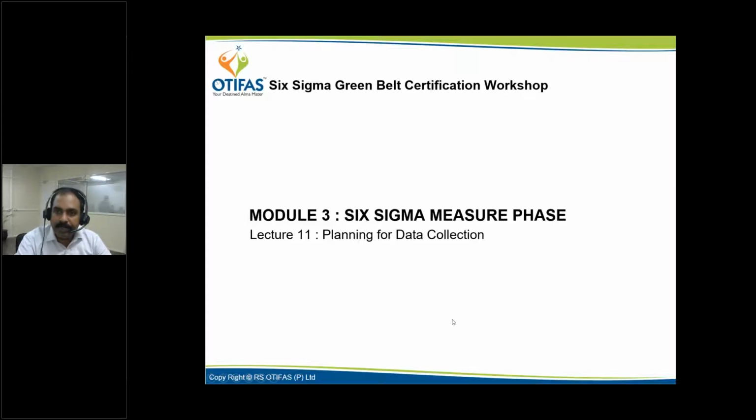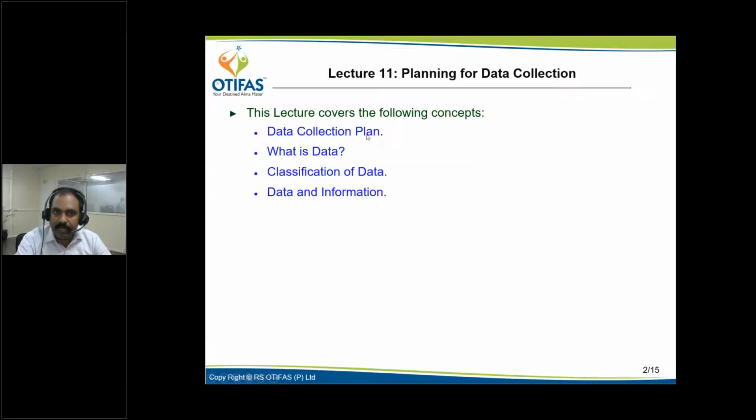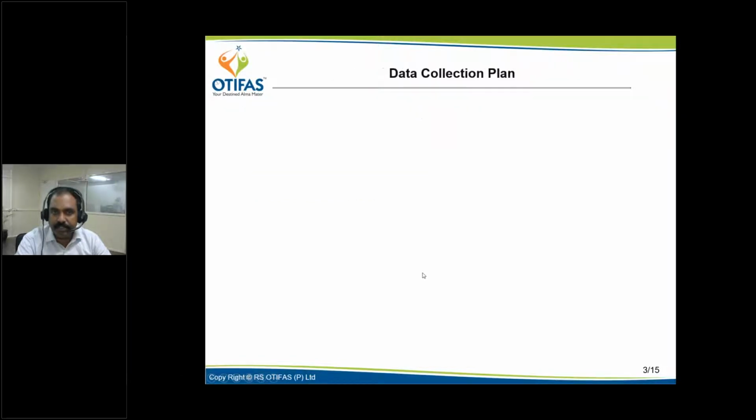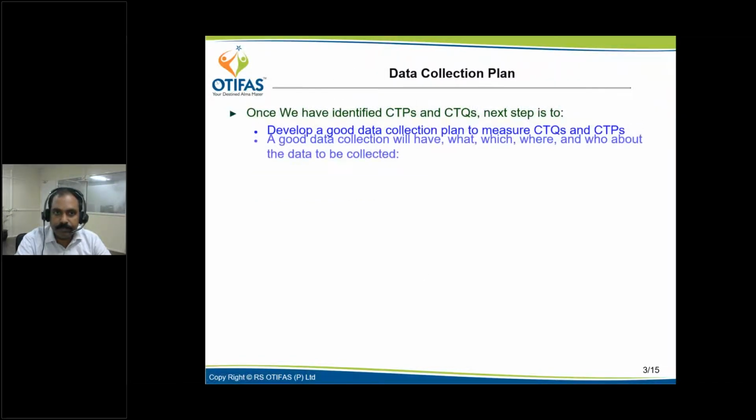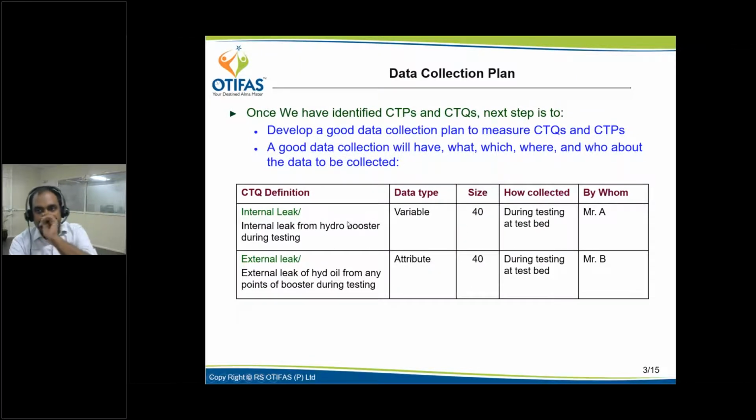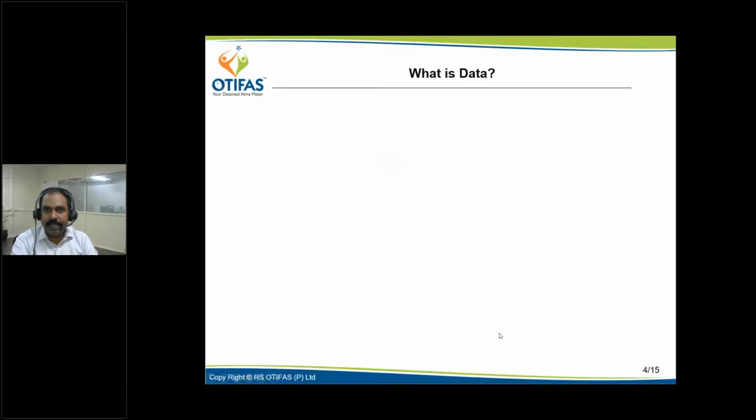Let me give you what is data collection plan, what is data and information. A data collection plan is something like this. You have to define what is CTQ. Now you write the data type, and then you have to see the size. You want to collect data, so you must say how many data, how randomly you want to collect, from where, how to collect, and who is collecting. This is a very simple data collection plan. This is enough. But let me tell you what is data.